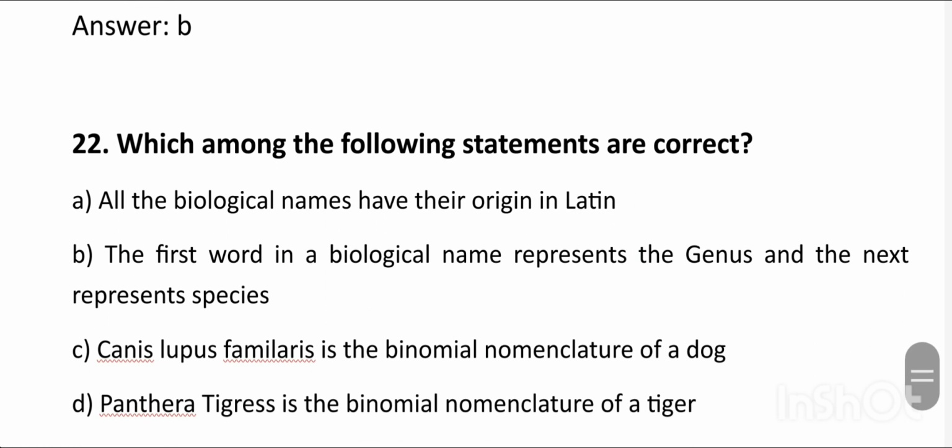Then question number 22, which among the following statements are correct? The biological names have their origin in Latin. The first word in a biological name represents the genus and the next represents the species. Canis lupus familiaris is binomial nomenclature of dog, and Panthera tigris is binomial nomenclature of tiger. So here the correct statement is the first word in a biological name represents the genus and the second one is the species. So here the correct statement is option B.